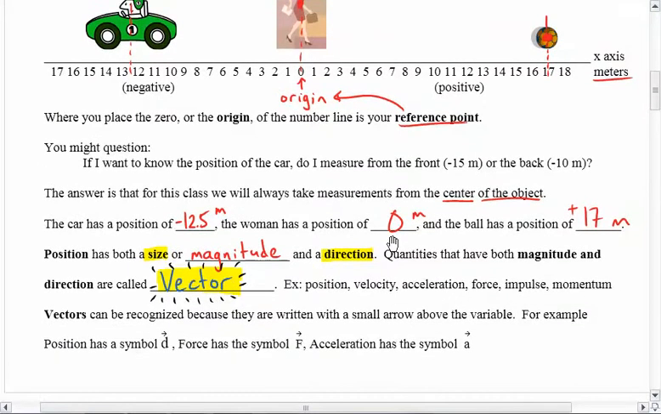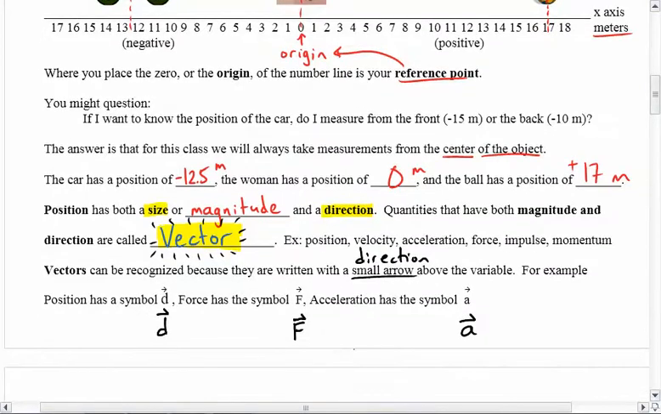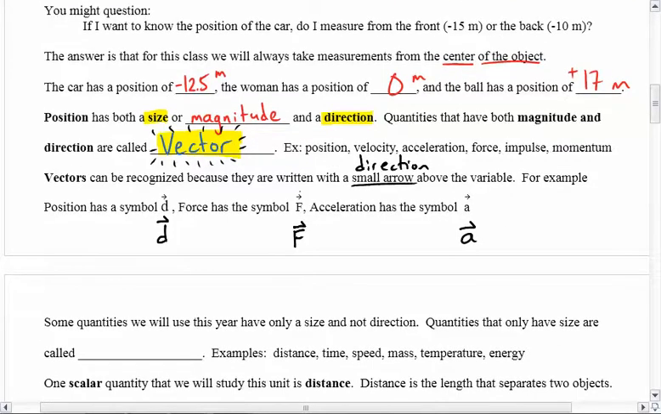Vectors can always be recognized because they have a small arrow above the variable. The arrow indicates that there's some direction involved with that quantity. There are a couple of ways you can write that arrow. You can write it directly as an arrow, or you can write it with an arrow kind of like this, and that's what I do. Force is a vector, so I would put a little arrow above it like that. Acceleration, I would write with an arrow like that. That just means I'm measuring not only the size, but also the direction. Are there any questions?